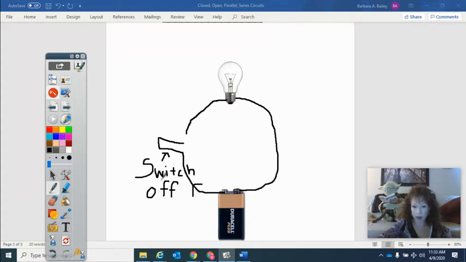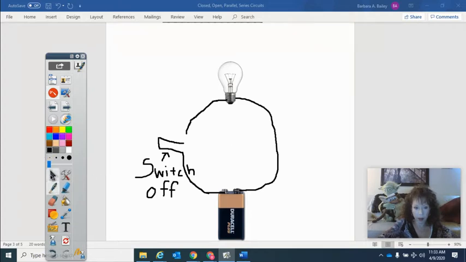Okay, so there's a break here in my circuit. And so the electrons are not going to be able to make it to my light bulb. And they're not going to be able to return to the battery. And so the light bulb does not light up.